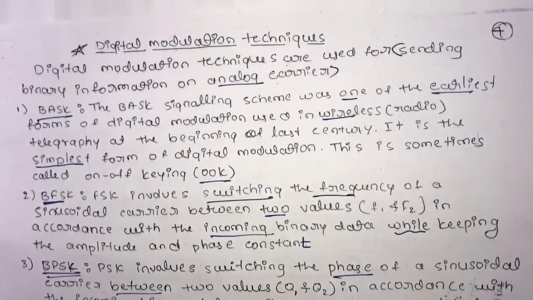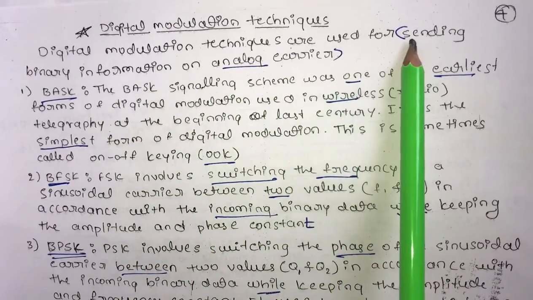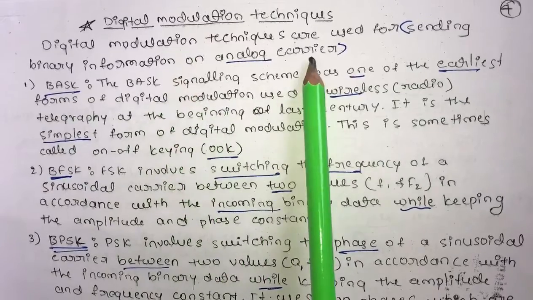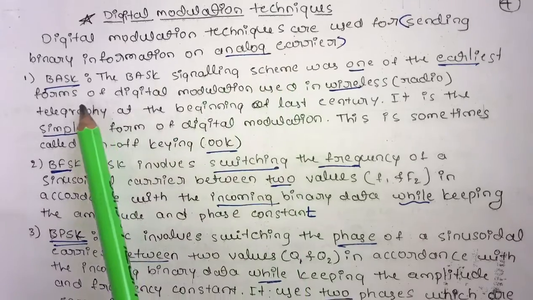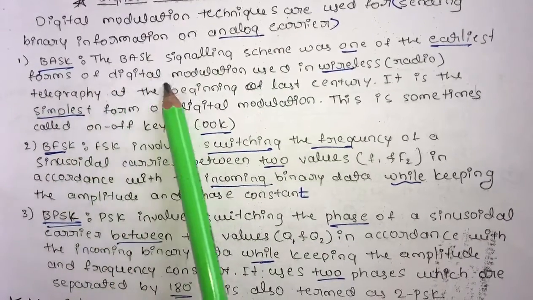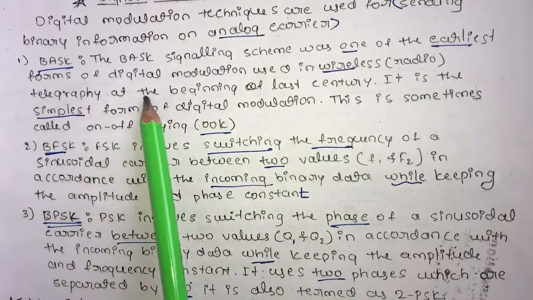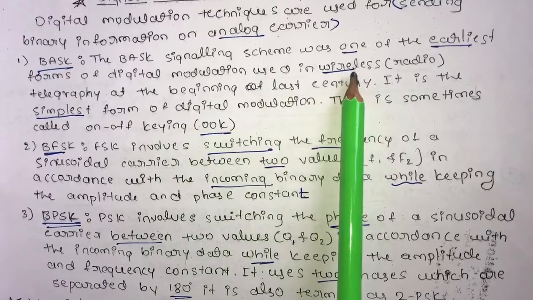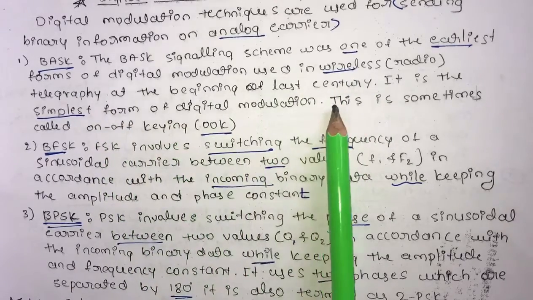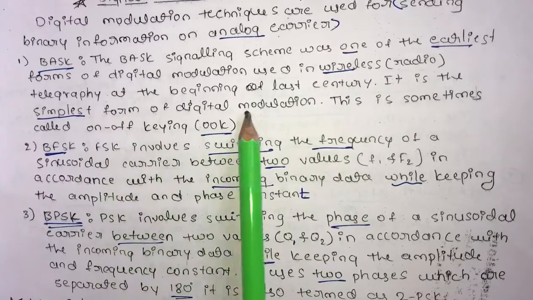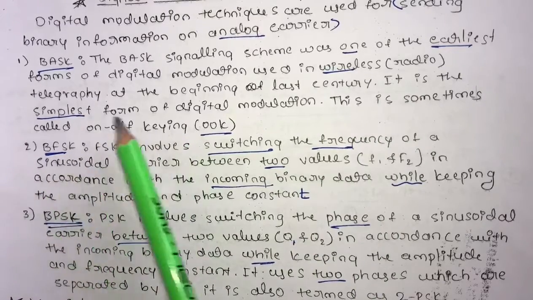Next concept is digital modulation techniques. Digital modulation techniques are used for sending binary information on an analog carrier. So the information is binary but the carrier is analog. BASK, binary amplitude shift keying. This signaling scheme was one of the earliest forms of digital modulation, used in wireless radio telegraphy at the beginning of the last century. It is the simplest form of digital modulation and is sometimes called OOK, on-off keying.